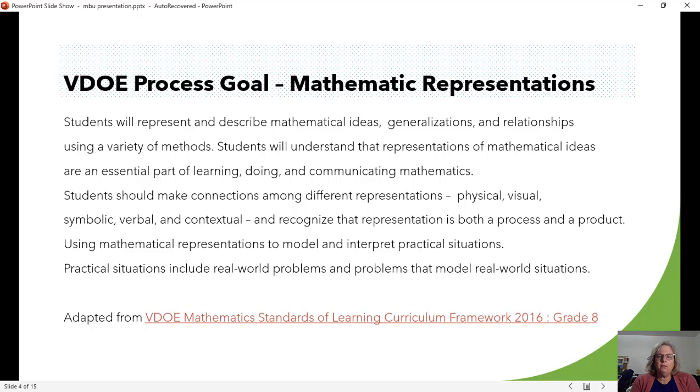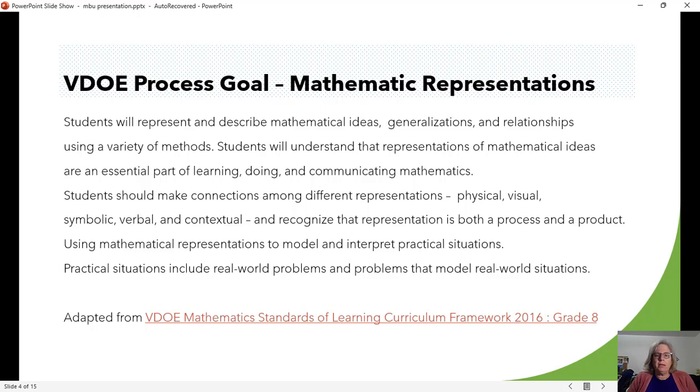Students will understand that representations of mathematical ideas are an essential part of learning, doing, and communicating mathematics. Students should make connections among different representations. Physical, which would be like manipulatives or blocks. Visual, pictures, something written, drawn on paper. Symbolic, verbal, and contextual. And recognize the representation as both a process, something we use to find a solution, but also can be the solution itself, a product.